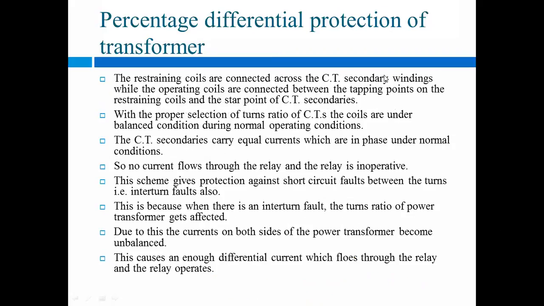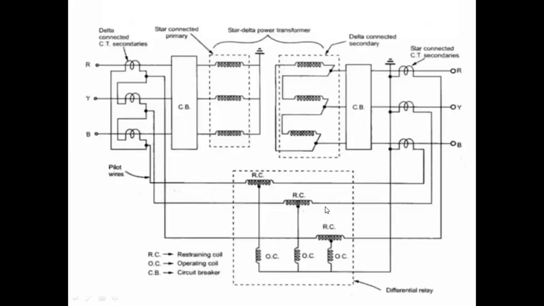Now, after that, we have seen the percentage differential protection of transformer. So this is the diagram for percentage differential protection of transformer. It is important. Here we are connecting this transformer in star and delta. Primary is connected in star and secondary is connected in delta. Then the CT primary is connected in delta. Okay. So to obtain the exact phase difference, we have to connect these both in different ways. Means if you are connecting the primary of your transformer in star, we should connect your CT secondaries in delta.